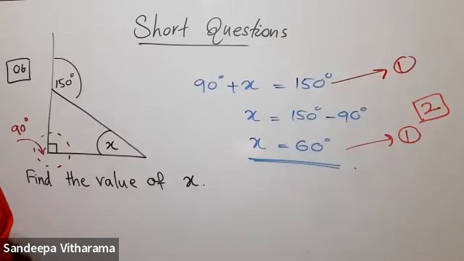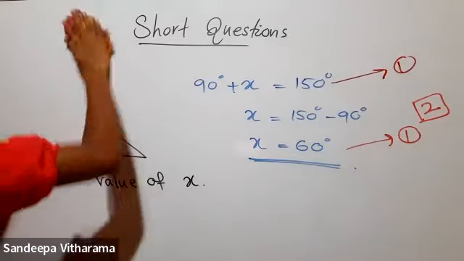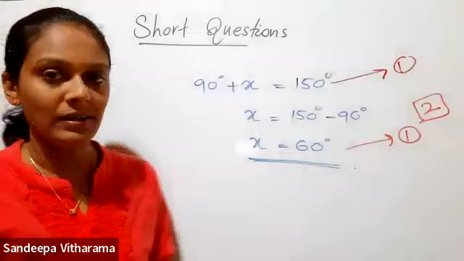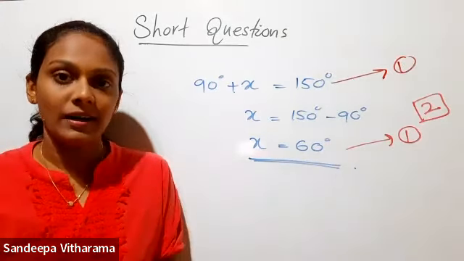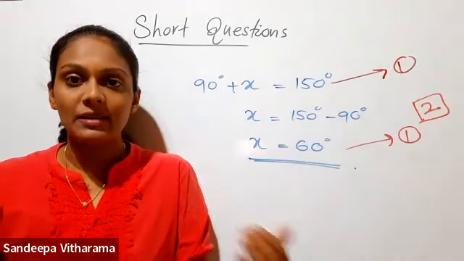Then there is another kind of question that you can be given in the exam. It is a different kind of question. So far we just find the missing value, that means the value for an unknown term or the value for a particular angle that we don't know.